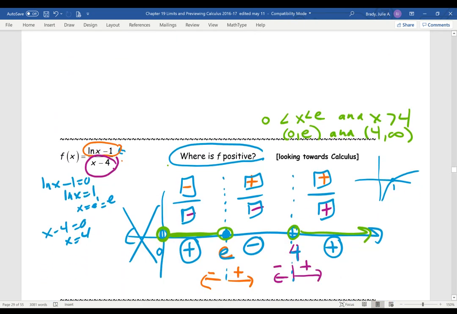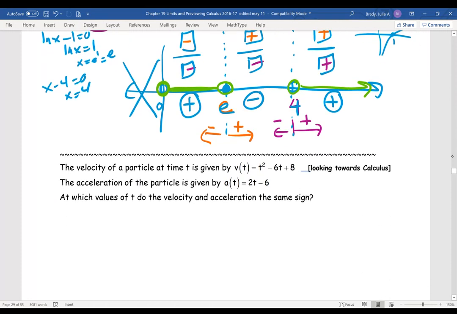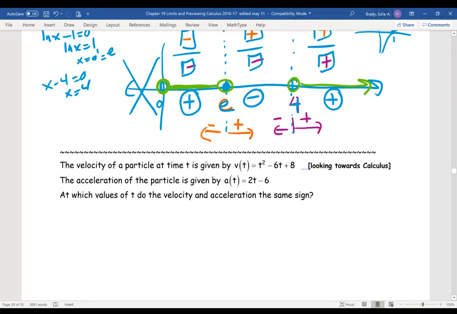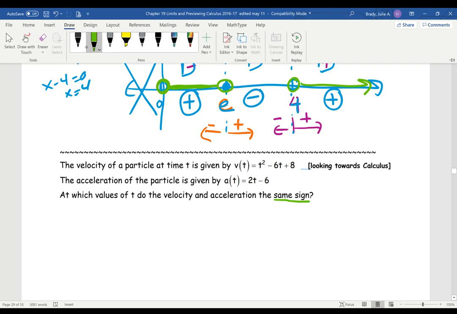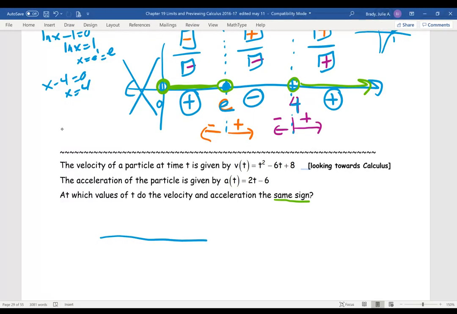Okay, so in calculus then, we're going to start looking at 2 functions. Our goal is we want to know where things have the same sign. So we're going to modify our strategy a little bit, and we're going to write the 2 functions on 2 different lines. So this is a little preview. On the top, we'll think about the velocity. And on the bottom, we'll think about the acceleration.